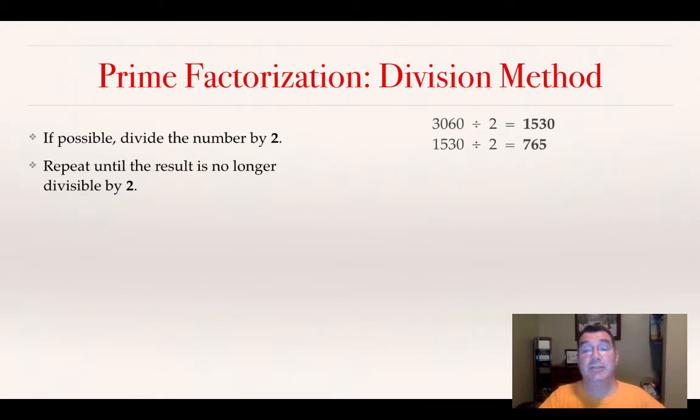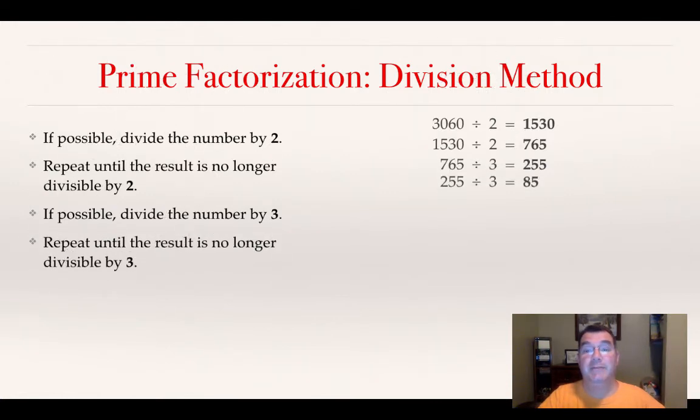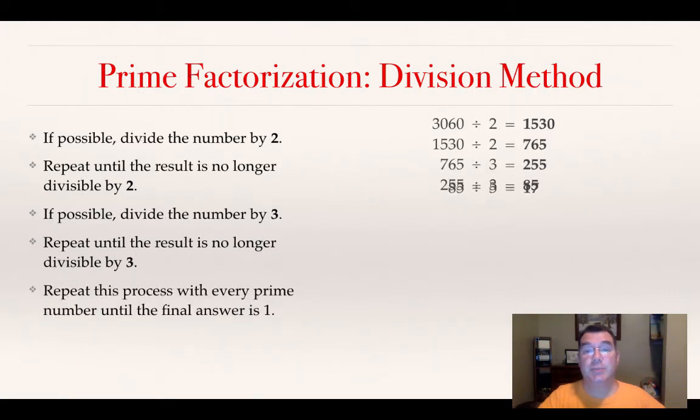Now looking at 765, that is not divisible by 2, so I will go to the next number, which is 3, and I'm going to divide it by 3. 765 is divisible by 3, and the answer is 255. Can it be divided by 3 again? Yes, it can, and the answer is 85. But 85 is no longer divisible by 3, so I move to the next prime number, which is 5. 85 divided by 5 is 17.